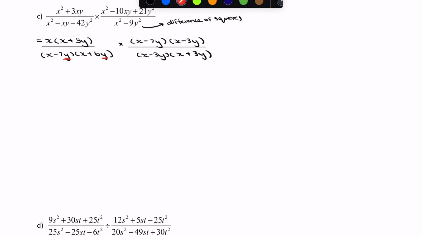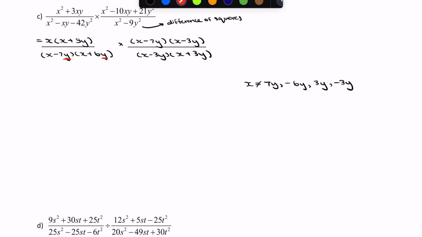Now we can cancel some things out after we state our restrictions. So here, as we see that there's two variables, we can just state it in terms of one variable, x here. So x here cannot be equal to 7y. X cannot be equal to negative 6y. X cannot be equal to 3y. And x cannot be equal to negative 3y. So those are our restrictions there.